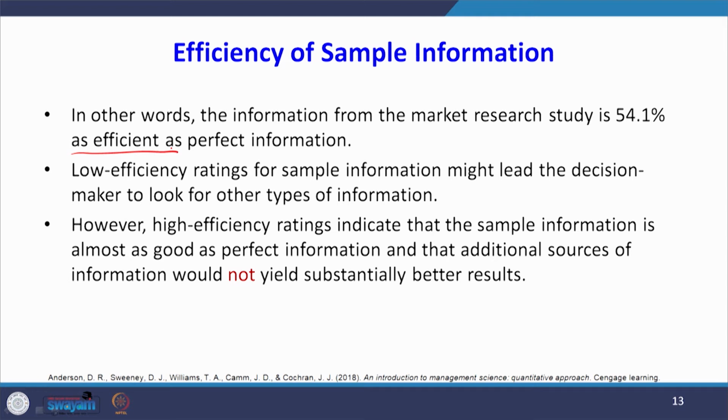A low efficiency rating for sample information might lead the decision maker to look for other types of information. Suppose it is, say, 20. What is the meaning of this 20? The sample information is only 20% as efficient as perfect information. So, there is no benefit in going for the sample information. However, a high efficiency rating, say 70, indicates that the sample information is almost as good as perfect information, and additional sources of information would not yield substantially better results. So, many times with the help of sample information you can get near-perfect information. When is it possible? Whenever the efficiency rating is high.